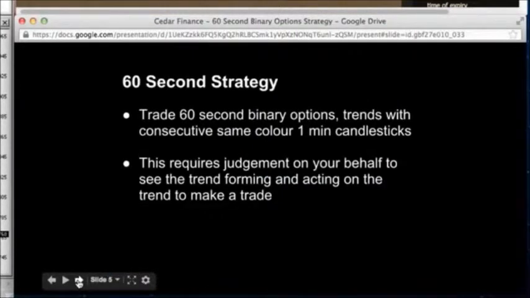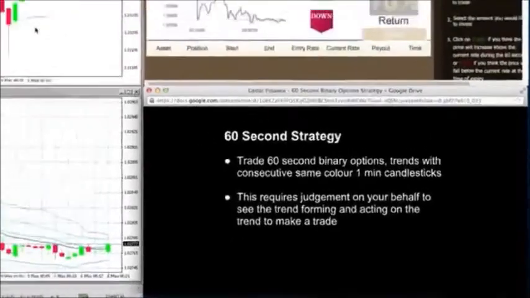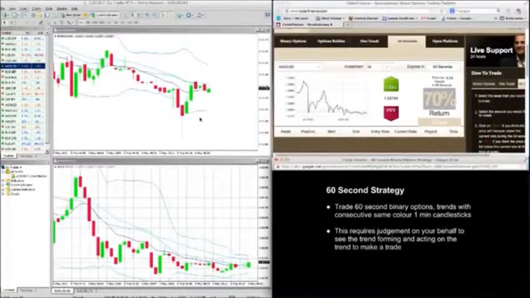So onto the strategy, the 60-second strategy. We're going to trade 60-second binary options. We're looking for trends with consecutive same color 1 minute candlesticks. And in this particular one, we're looking for a trend when we see 3 same color candles.